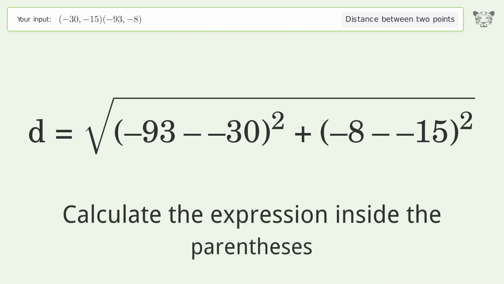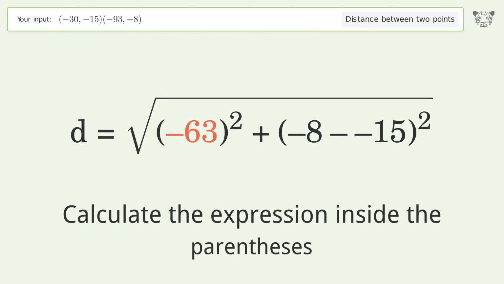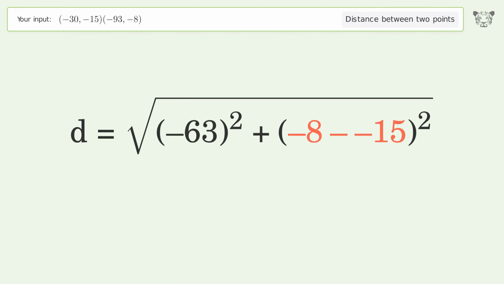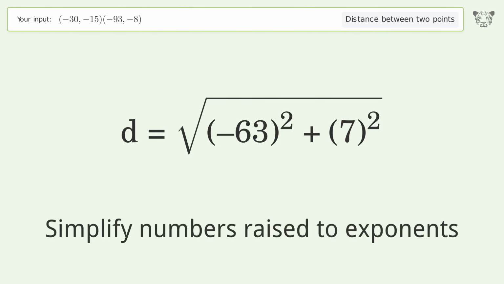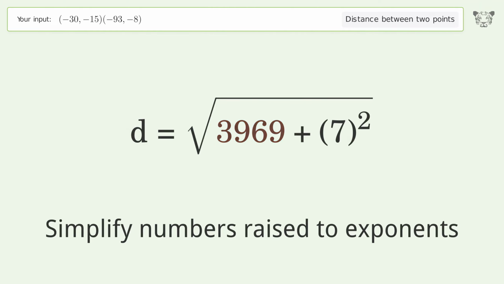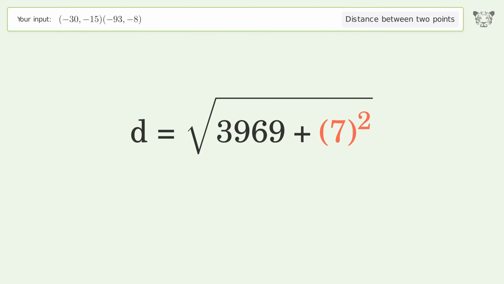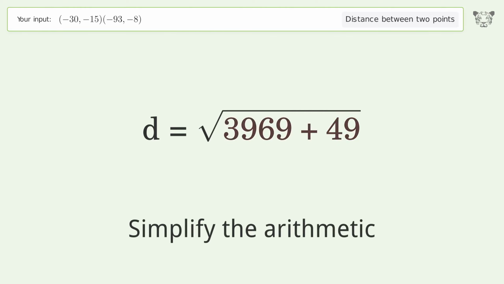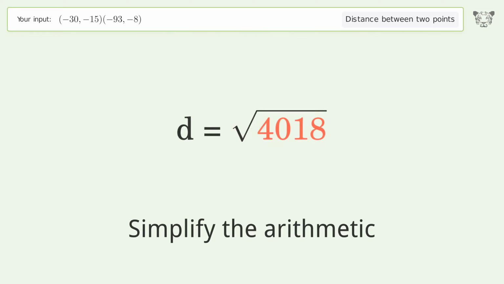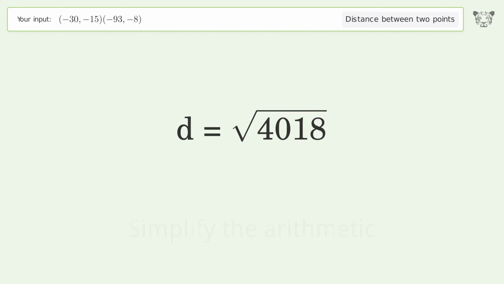Calculate the expression inside the parentheses. Simplify numbers raised to exponents. Simplify the arithmetic. And so the distance between the 2 points is the square root of 4018, or 63.388.